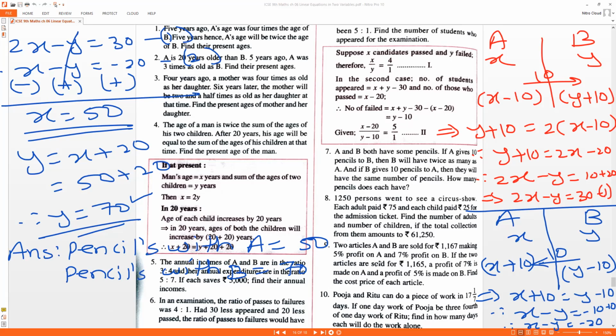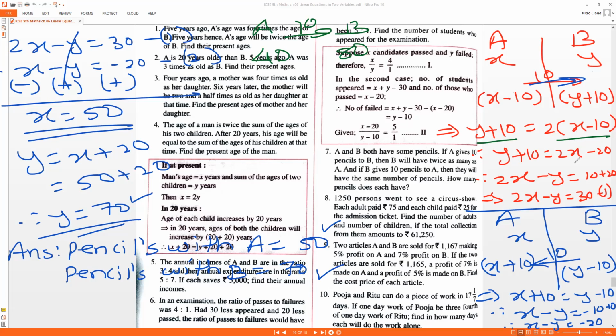Okay, great. Now, how do you check whether this is correct? Let us put the values of x and y in the conditions. Let us go back to the condition. Initially, A had 50 and B had 70. A gave 10 to B, right? So now after giving 10 to B, A will have 40 and B will have 80. So yes, A has twice of B. Yes, 40 is twice of 80.